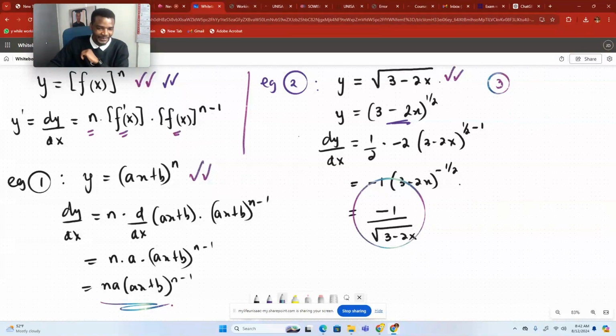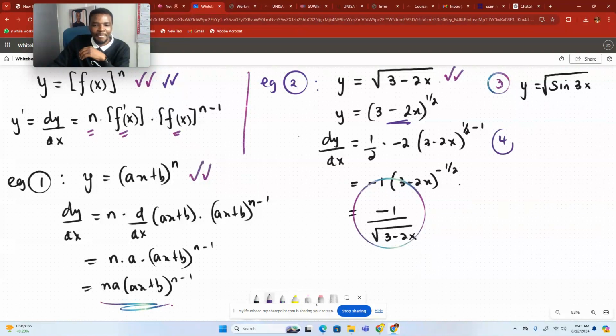Example number 3. What if we have y is equivalent to sine of 3x to the power of half. Let's say that y is equivalent to the square root of sine 3x. How do we differentiate this? I'm leaving this for you to do as an exercise.